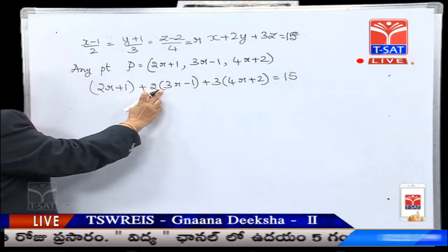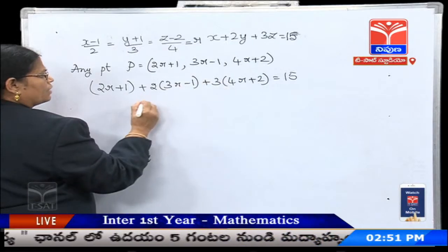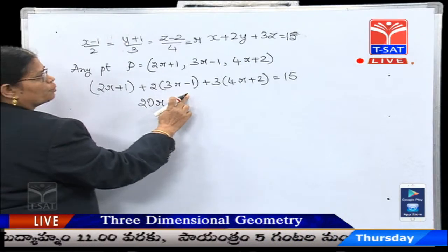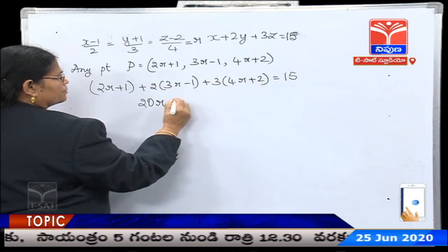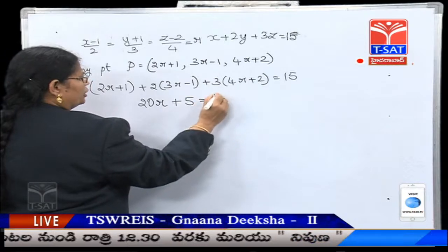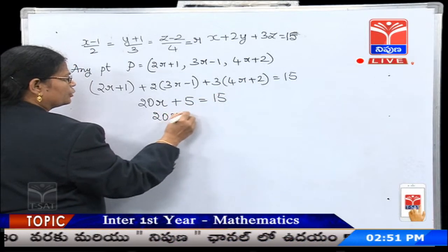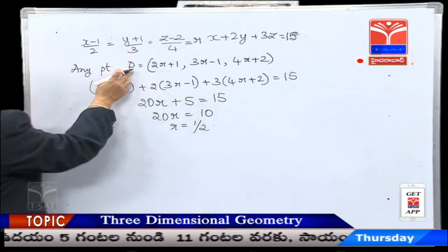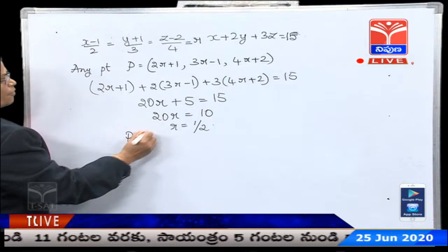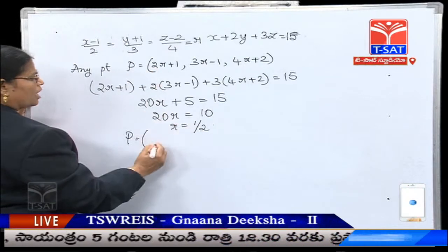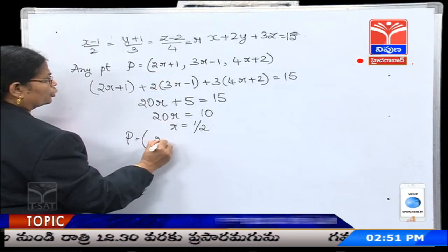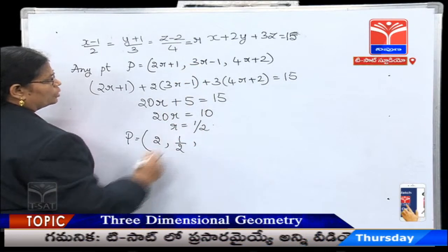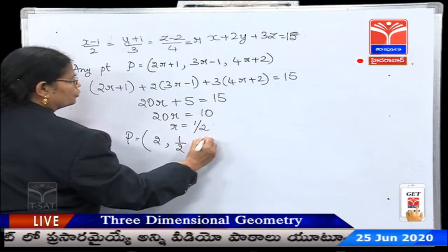So, 2r plus 6r is 8r, plus 12r, it is 20r, plus 1 minus 2 plus 6, it is plus 5, equal to 15, or 20r equal to 10, r equal to 1 by 2. So, you get the point P now, substituting the value of r. 2 into half is 1, plus 1, 2. 3 by 2 minus 1, it is 1 by 2. 4 by 2, 2 plus 2, 4.